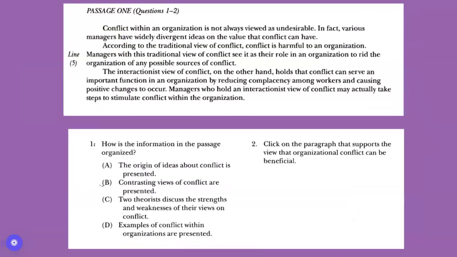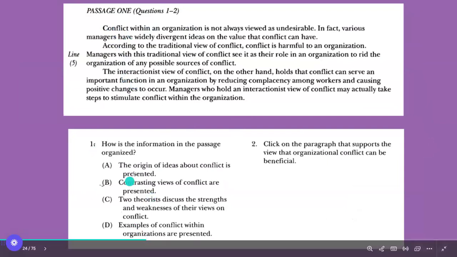Let's do this example. And we have a question that says, how is the information in the passage organized? So without reading all the text in detail, just focusing on the first line of each paragraph, let's see if we can determine the correct answer.